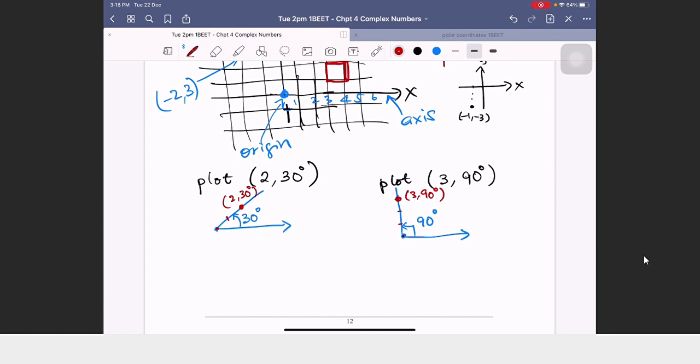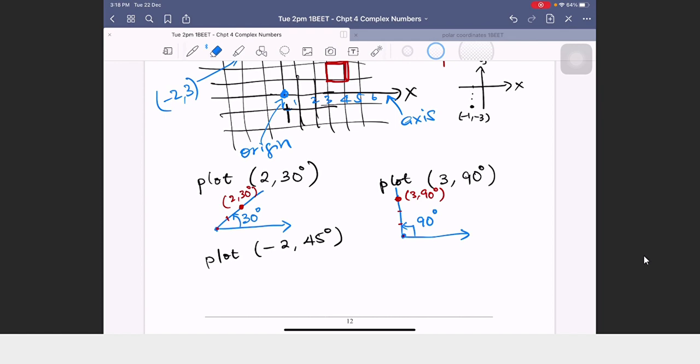So let's say you have a negative r. How do we plot this? This is just for your information, because you're not going to be asked to plot this, but so that you understand. Let's say you have something like -2, 45 degrees, for example. How do we plot if r is negative? R is negative.